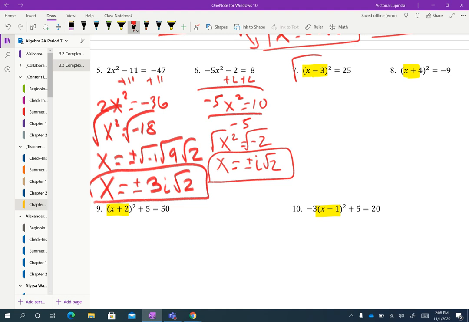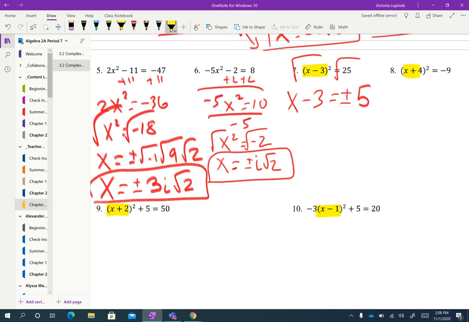How do I get rid of the squared? Well, I'm going to take the square root. The square root of x minus 3 squared is just x minus 3. When you take a square root, don't forget your plus or minus. The square root of 25, of course, simplifies to be 5.